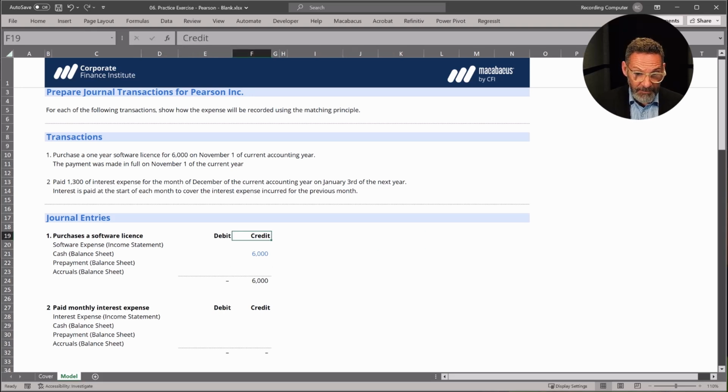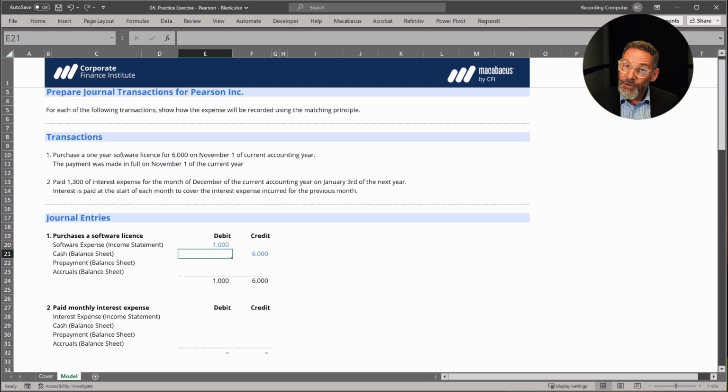Let me just move over here. Is 500. So I'm just going to go 6,000 divided by 12 months. And we have 2 months of the expense relates to our current accounting year. That's November and December. So I'm going to go divided by 12, but times 2. Now at December, we're still owed 10 months of the license.